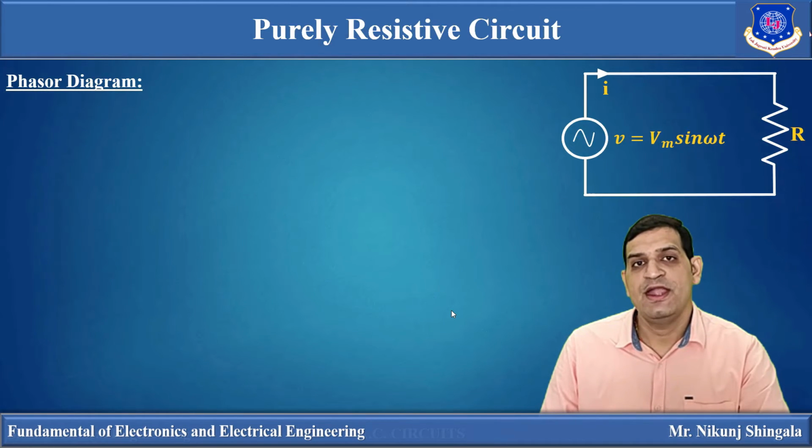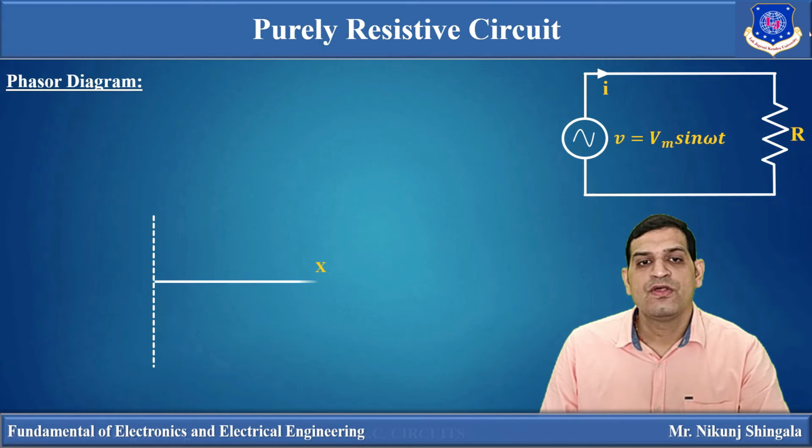Now the phasor diagram. We have already studied the phasor representation of alternating quantity. If alternating quantities are represented by phasors, then representation of multiple alternating quantities at the same time becomes easier. So suppose this is a reference axis and voltage VR is the reference voltage.